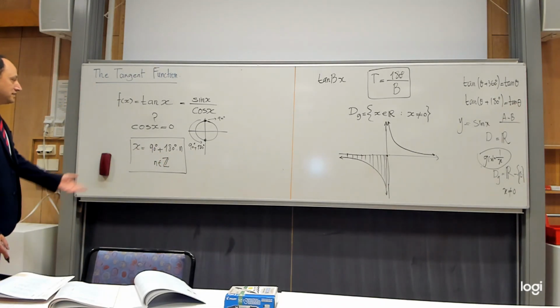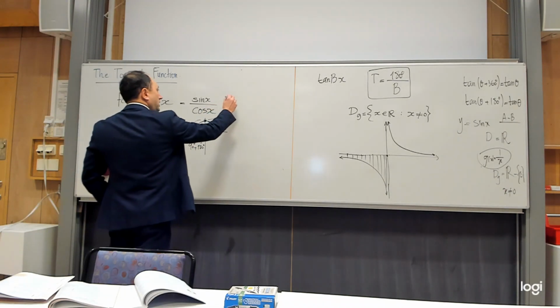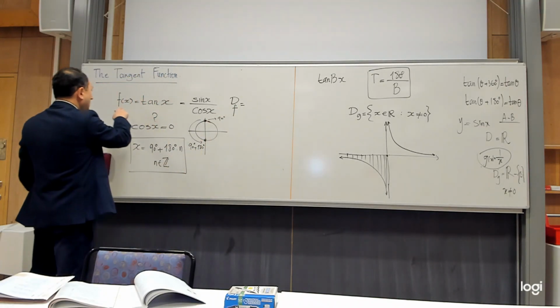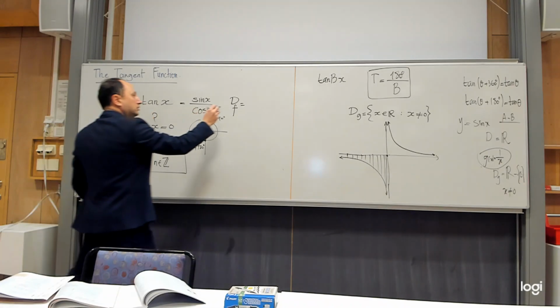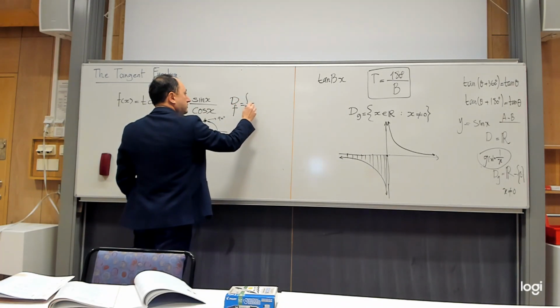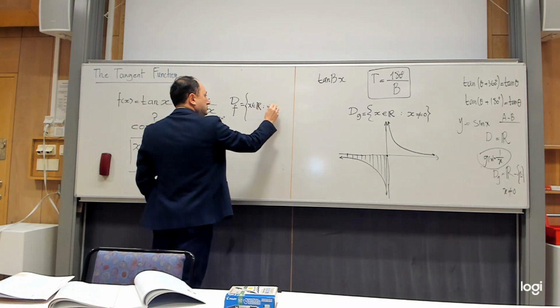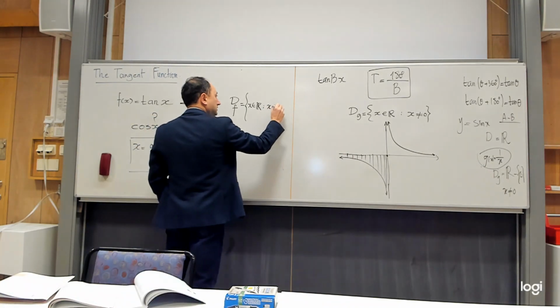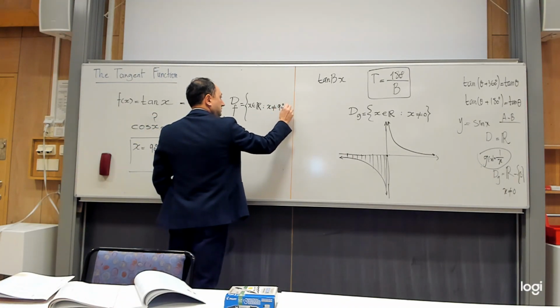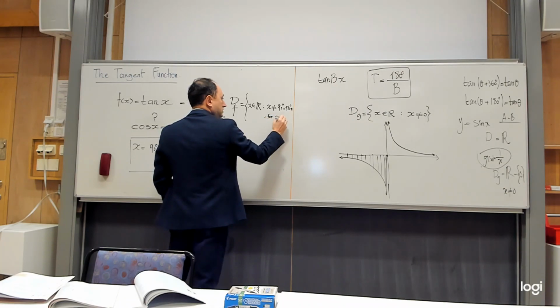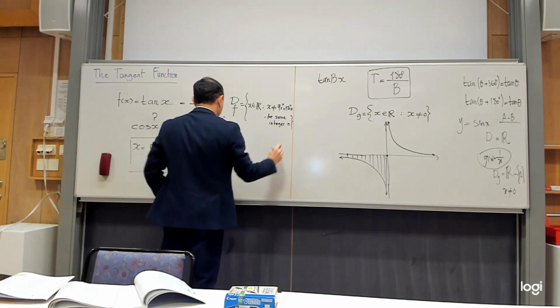So if I want to write the domain, how should I write it? The domain of f, we write it as a subscript here. The domain of the function that I am calling f is equal to the set of all those values in R such that x is not equal to this. You need to write in words, for some integer n, sorry.